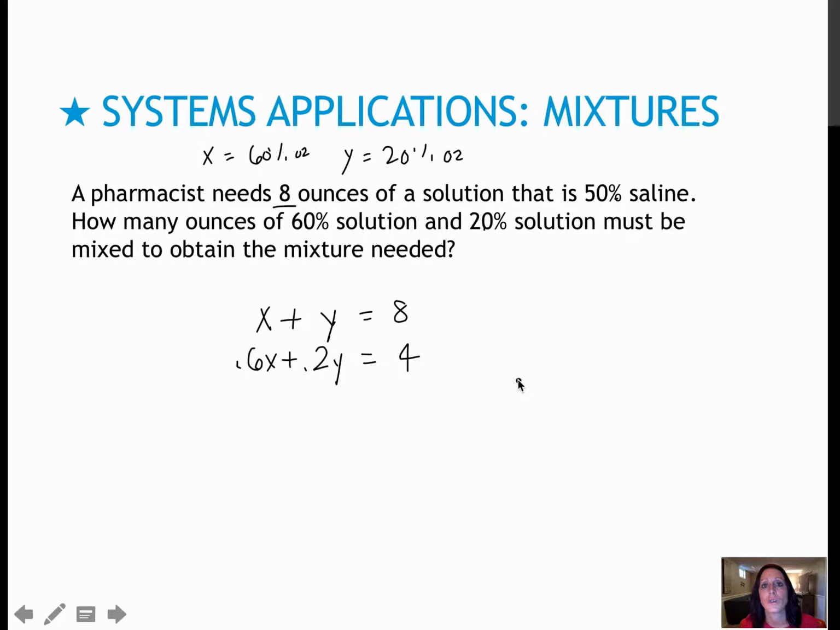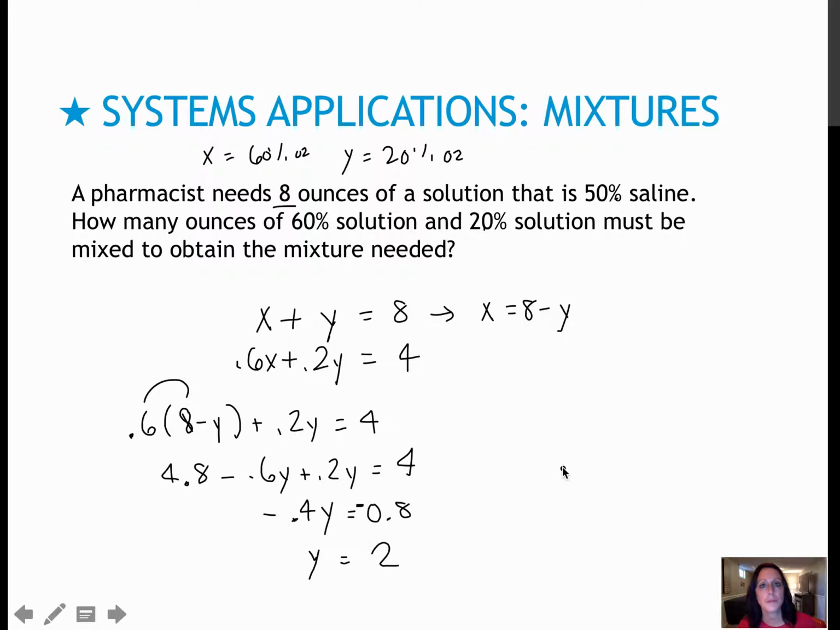Last time I solved by elimination. This time I'll solve by substitution. So I'm going to rearrange this one to turn it into x equals 8 minus y, which means I have 0.6 times (8 minus y), plus 0.2y equals 4. And now, of course, I'll solve from here. In solving that equation, I found that y was 2, which of course means I'm using 2 ounces of 20% solution. To find x, I'll use either equation. This is clearly the easier one.